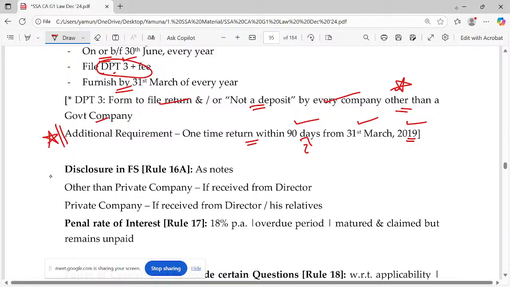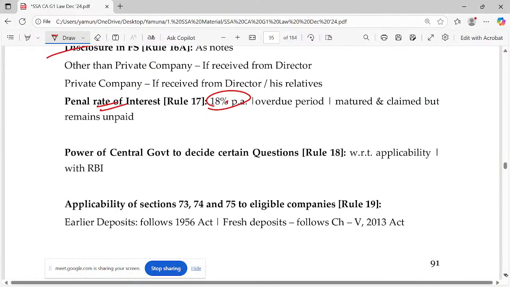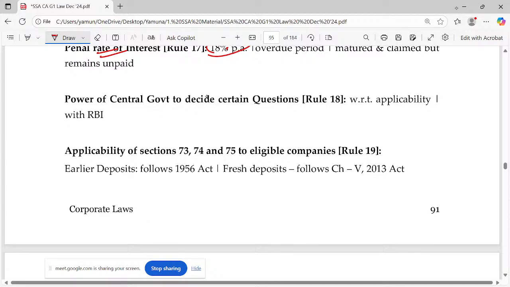And this is not normal. You have to disclose in financial statements. What is the penalty rate? In case you're not paying at the right time, 18% penalty rate. These are not normal. And power of the central government to decide certain questions. Okay, the applicability of 73, 74, and 75 to eligible questions. Okay.